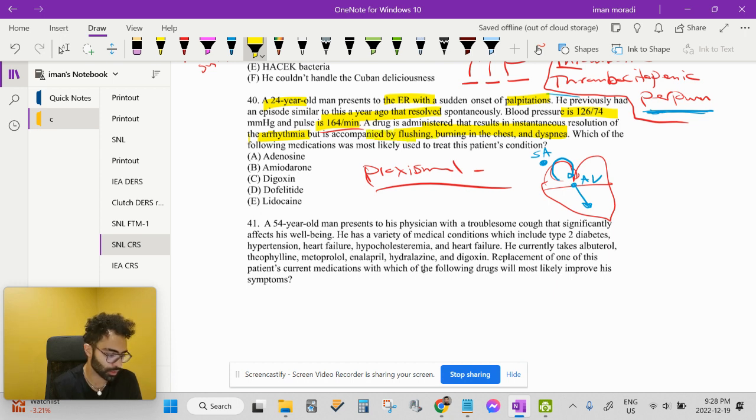So the drug side effect is flushing. That just makes me think of adenosine, to be honest with you. It's a very unique side effect.